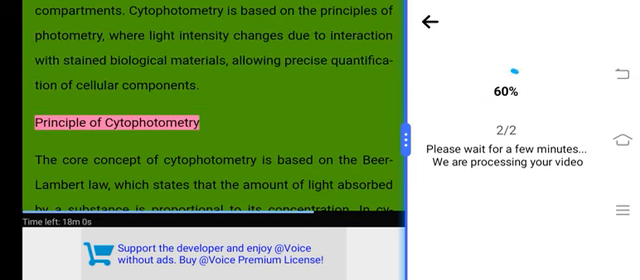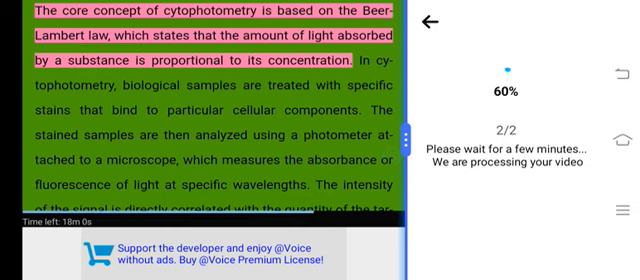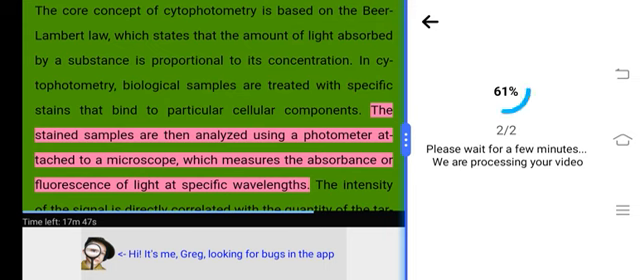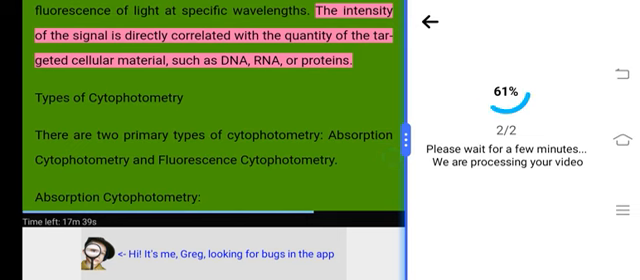Principle of cytophotometry. The core concept of cytophotometry is based on the Beer-Lambert law, which states that the amount of light absorbed by a substance is proportional to its concentration. In cytophotometry, biological samples are treated with specific stains that bind to particular cellular components. The stained samples are then analyzed using a photometer attached to a microscope, which measures the absorbance or fluorescence of light at specific wavelengths. The intensity of the signal is directly correlated with the quantity of the targeted cellular material, such as DNA, RNA, or proteins.